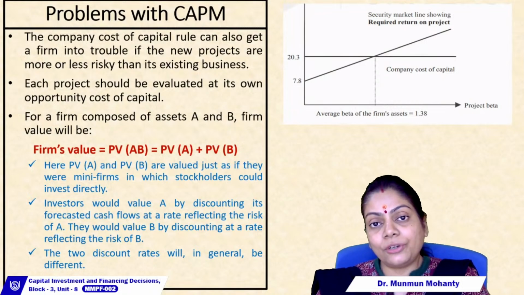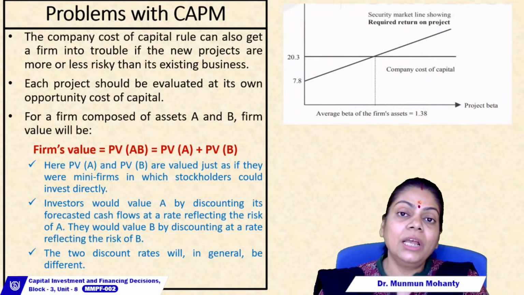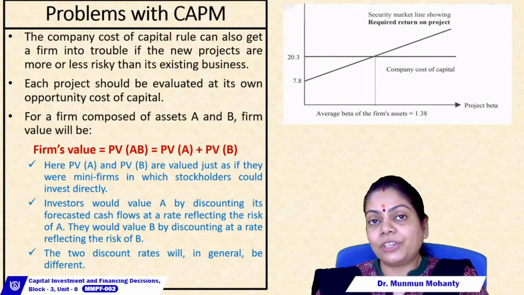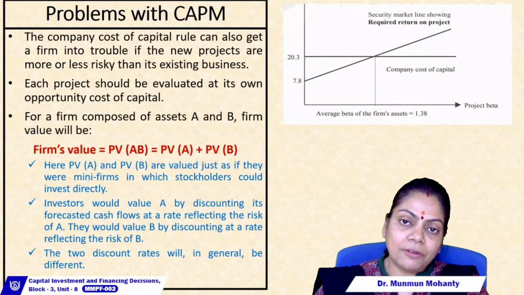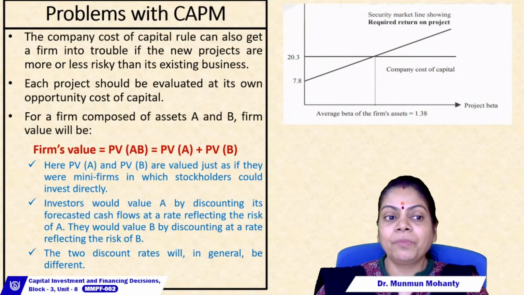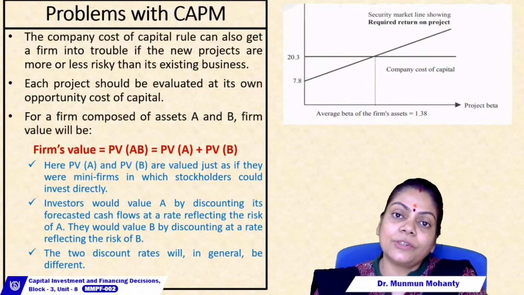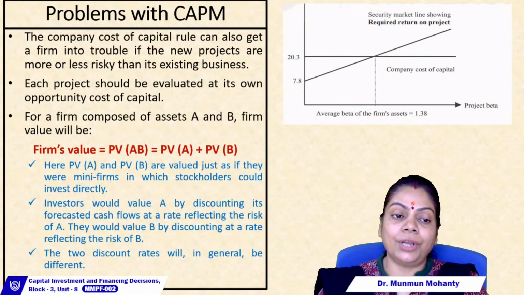Now for that project also, if you are using a cost of capital which is 20.3%, that obviously will lead into problems, because that is a diversification project which is a very risky one. You cannot have one cost of capital for a low risk project and a high risk project. So every project has to be evaluated by its own opportunity cost of capital, which is commensurate with the risk that the project is encountering.